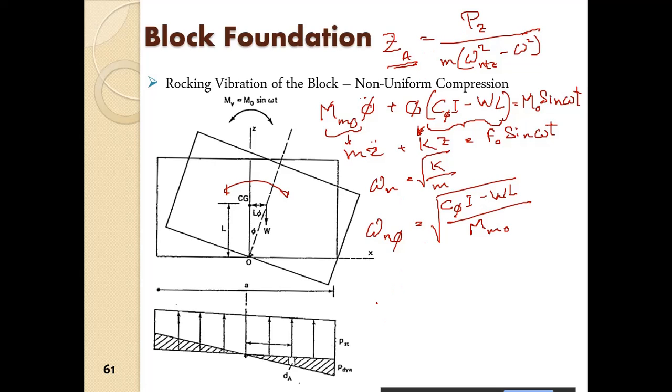Similarly here also we will have the maximum angle of rotation, phi a, that is the phi amplitude, so the maximum angular displacement. So we will have m naught, which is the applied moment here, divided by the mass moment of inertia, and we will have the natural frequency phi square, which is this one, minus omega square.